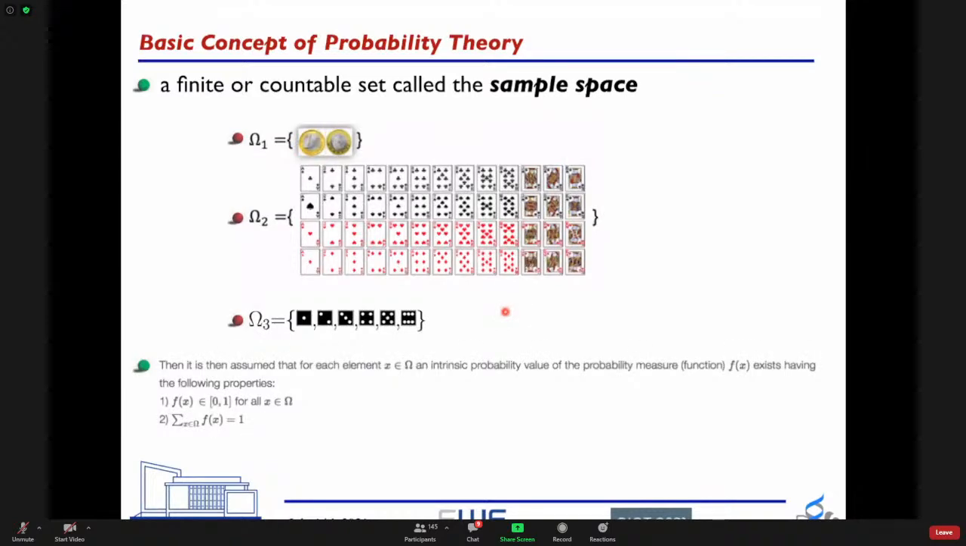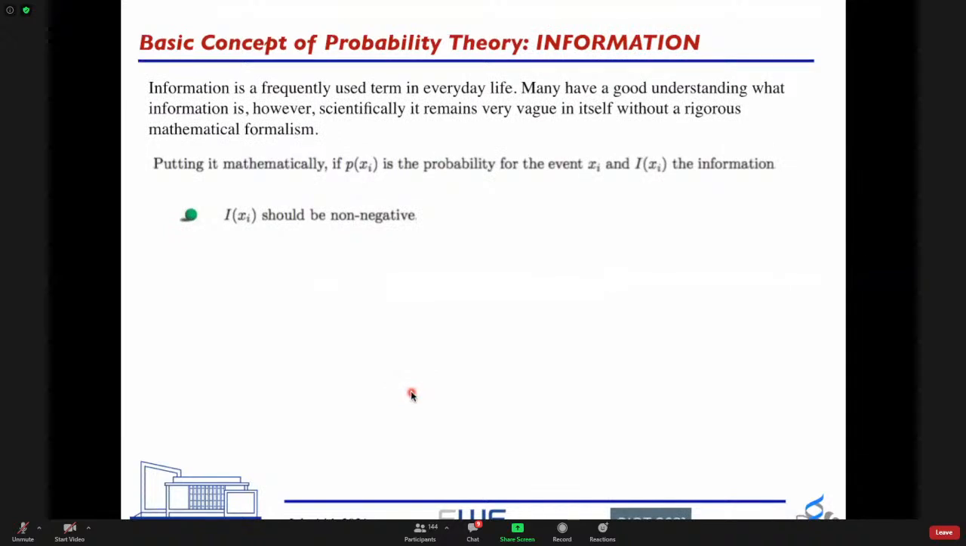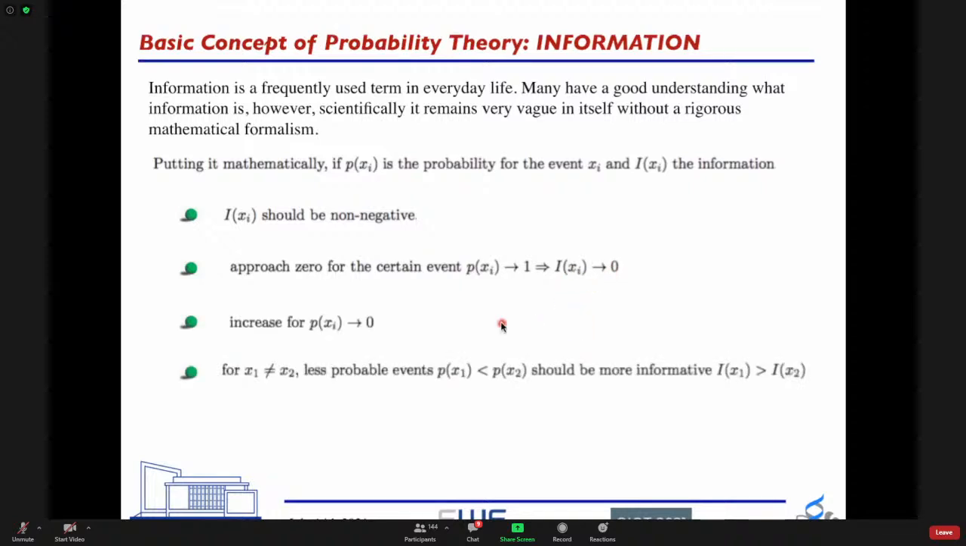And then you want to calculate probabilities. You have a probability function, which simply tells you what is the probability for a certain coin, card, or dice. And as we know, all these probabilities have to add up to 1. And now we want to find a definition for information, because entropy is related to information. So what should be the connection between information and entropy and probabilities? Well, information should be non-negative. It should approach zero for events that are certain, and it should increase as the probability goes down.